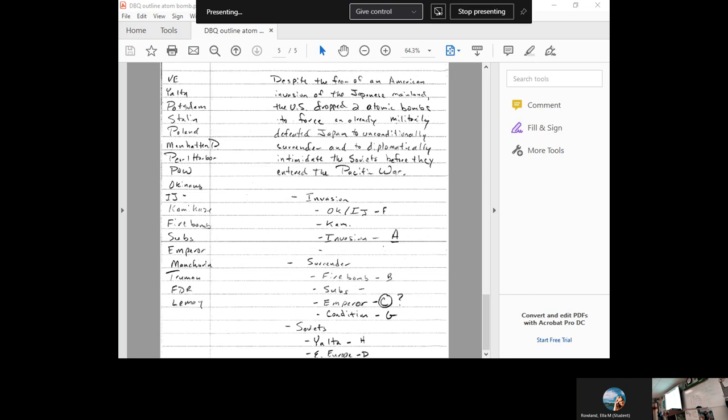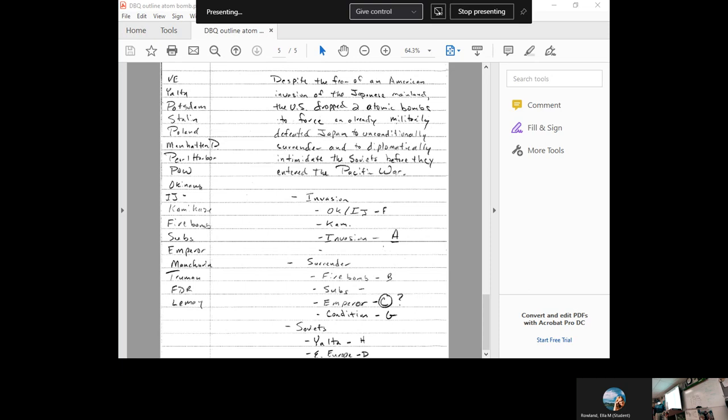Despite the fear of an American invasion of the Japanese mainland, the U.S. dropped two atomic bombs to force an already militarily defeated Japan to unconditionally surrender and to diplomatically intimidate the Soviets before the end of the Pacific War. And the reason I did it that way is so I can have one paragraph to talk about how hard the Japanese fought, one paragraph to talk about how close they were to surrender, and one paragraph to talk about fear of the Soviets.